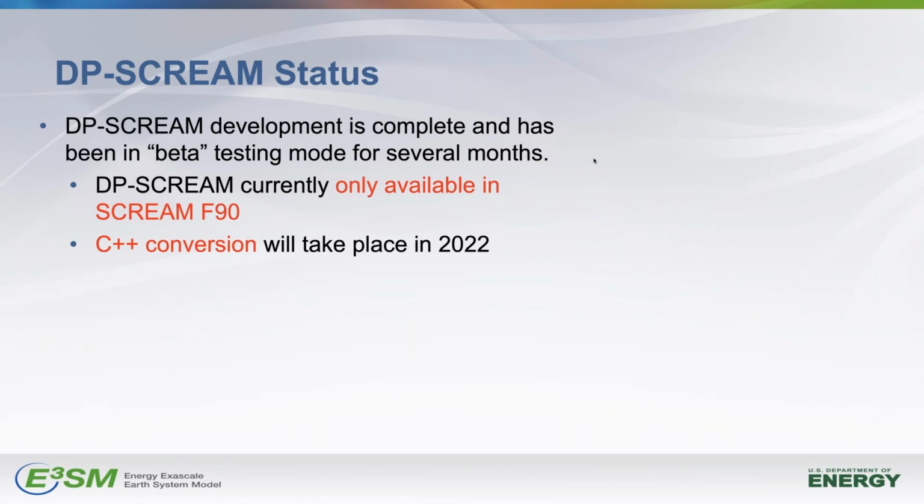Now, in terms of DP SCREAM status, the development is complete and it has been in beta testing mode for several months now. Many people who follow SCREAM know that SCREAM has been converted to C++. However, at this time, DP SCREAM is only available in the F90 version. The conversion of DP SCREAM infrastructure to C++ will take place this year, which will be the last aspect of SCREAM to be converted before SCREAM can abandon the F90 code entirely. DP SCREAM is available for people to use now. However, since it is still in beta mode, there are some restrictions. However, we anticipate that the official unrestricted release is imminent.